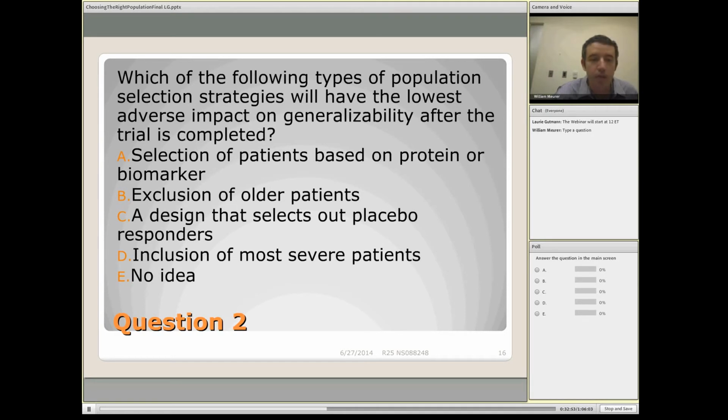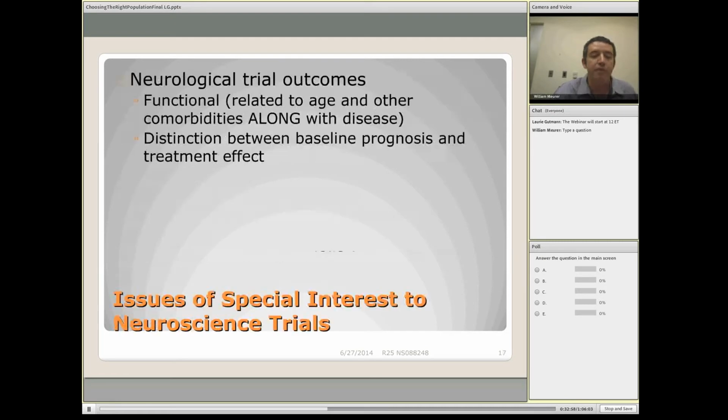So before we get to the stroke example, in neurologic trial outcomes, we have functional outcomes, and one of the issues here is you're choosing a trial outcome, but it also often has a relationship to age and other comorbidities along with the disease. If you think about the modified Rankin scale for stroke, or even the NIH stroke scale, which is more a measurement of the neurologic exam, there are relationships between how people will perform on these scales with age and potentially other comorbidities. And I think it's important to draw a very clear distinction between the baseline prognosis and treatment effect.